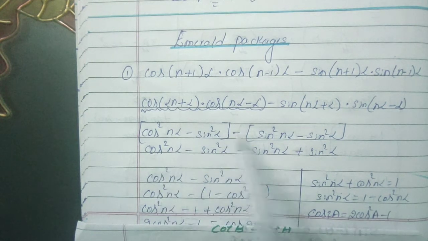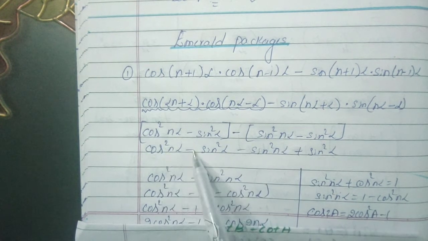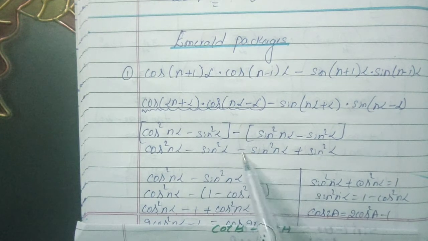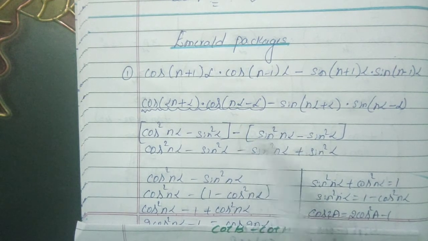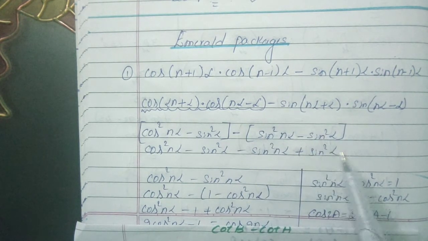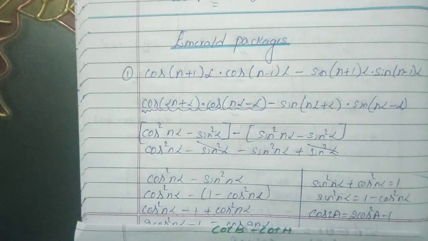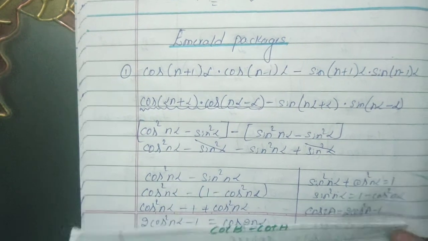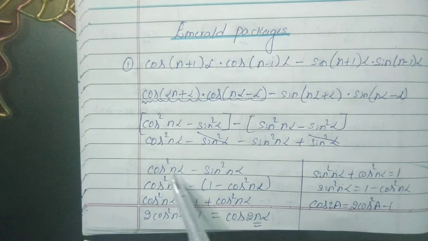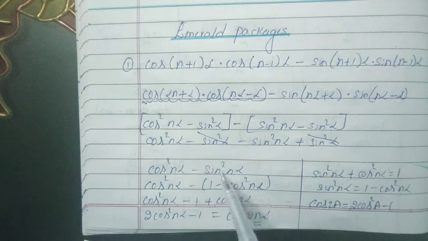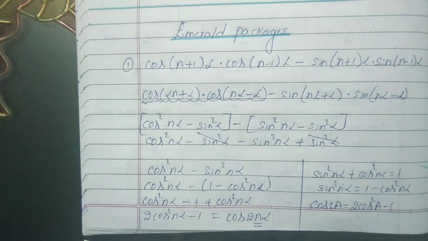Now remove the brackets. Cos square n alpha minus sin square alpha minus sin square n alpha, minus into minus plus sin square alpha. Here plus sin square alpha and minus sin square alpha get cancelled. So what is left? Cos square n alpha minus sin square n alpha left.